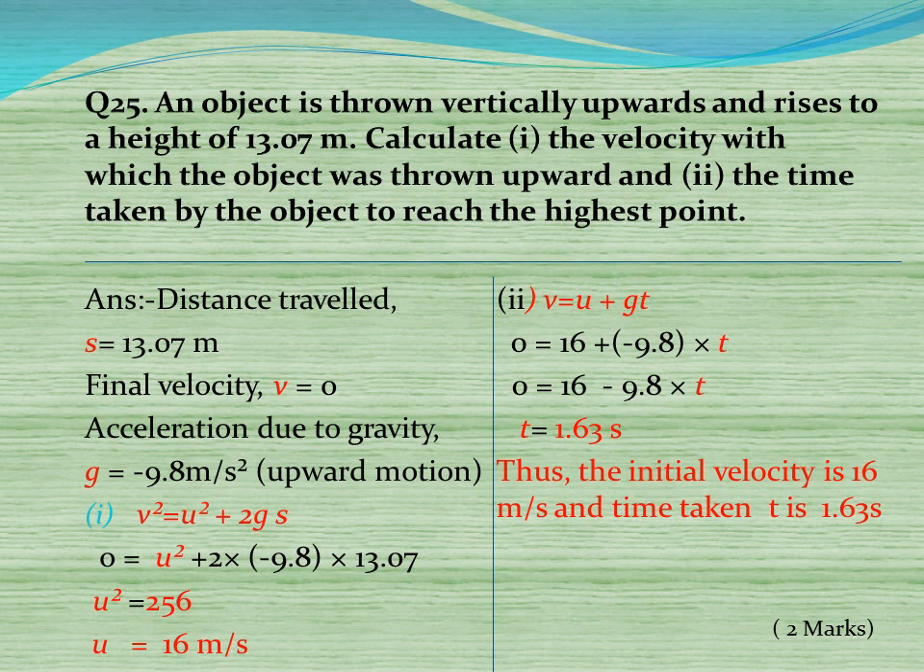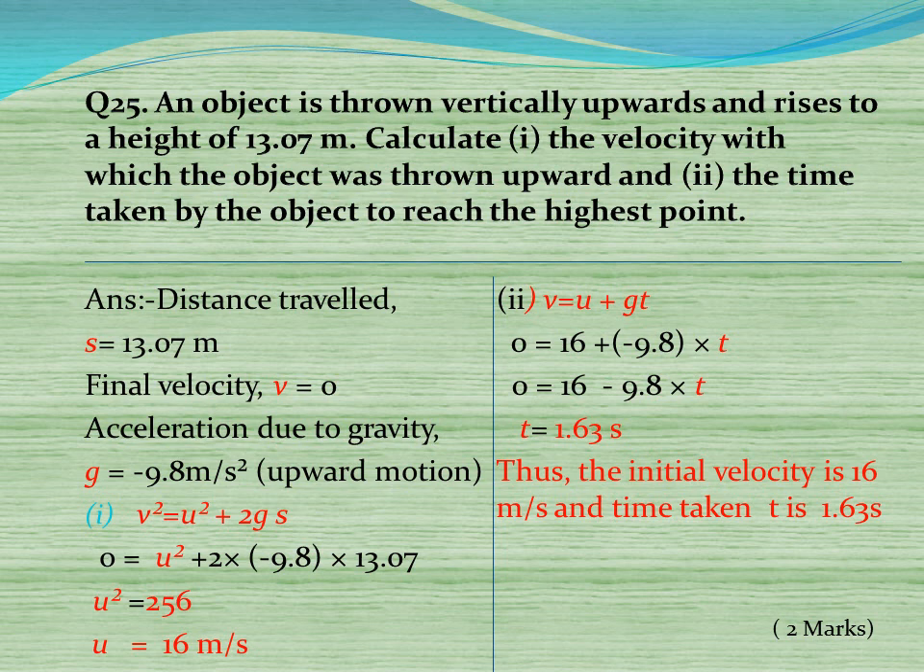Question number 25. An object is thrown vertically upwards and rises to a height of 13.07 meter. Calculate 1. The velocity with which the object was thrown upward, and 2. The time taken by the object to reach the highest point. Answer. Distance travelled s equals 13.07 meter. Final velocity v equals 0. Acceleration due to gravity g equals minus 9.8 meter per second squared. Upward motion. 1. v squared equals u squared plus 2gs.